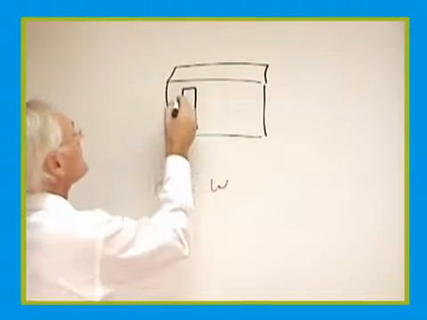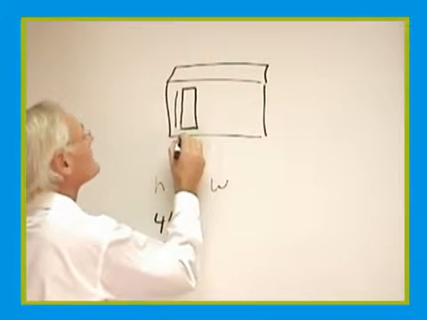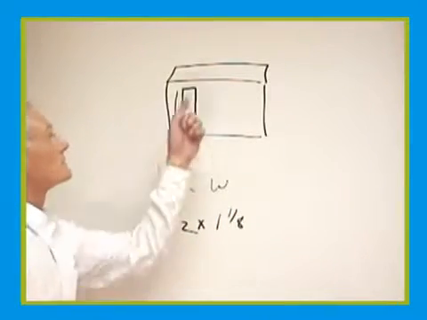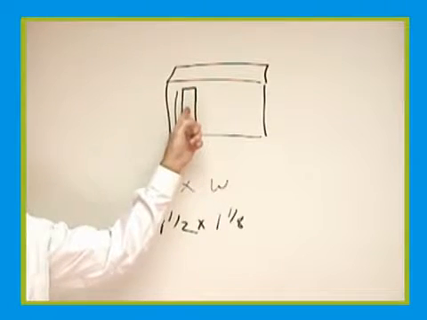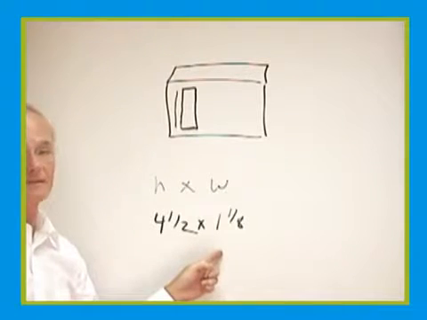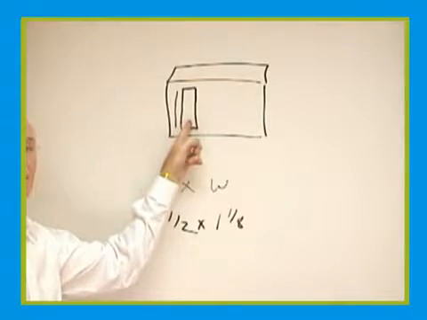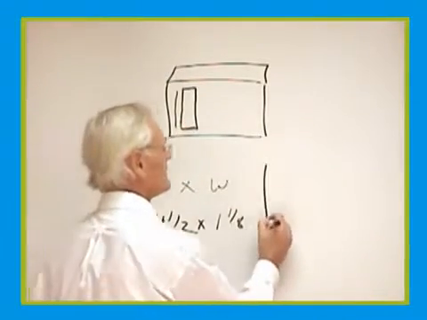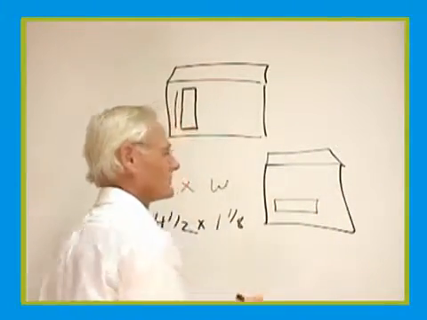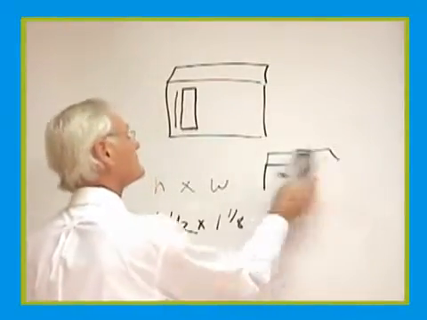Well, this is the height, this is the width. So with flap at top, a window that's positioned vertically is described as a 4 1/2 by 1 1/8 inch window. That's important because the tooling that's used to make this configuration is very different from the tooling that would make this configuration. And we need to know that when you order or when you're asking for a quote.